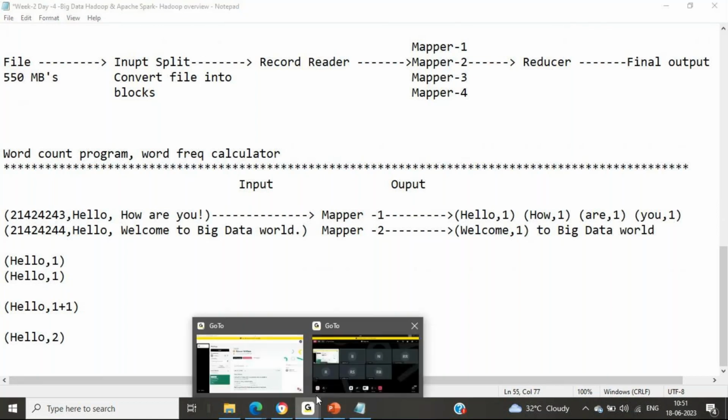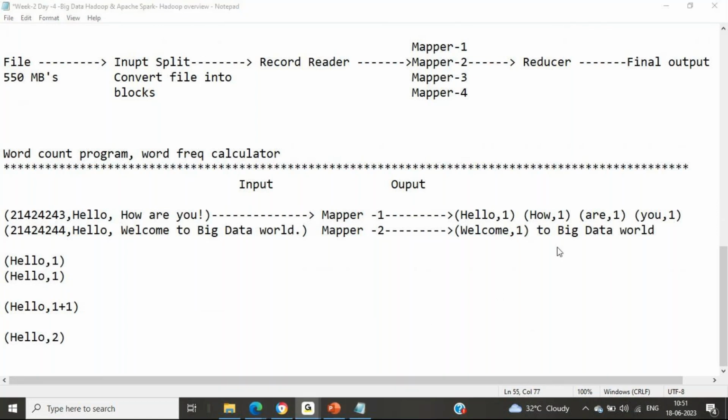Guys, please be interactive. Akhil, Kishan, Ram, Naresh, Rohit, Sir, please be interactive.